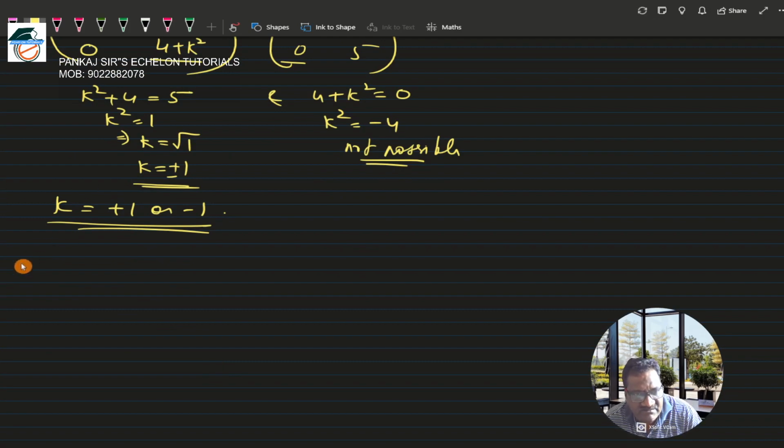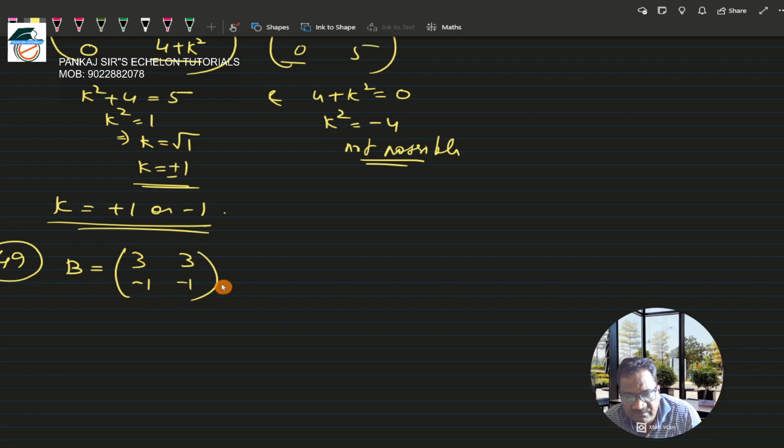So let us come to question number 49. Now question number 49 says that a matrix B is given to you as 3 3 first row, minus 1 second row. Sub question A is find K if B square is equal to KB. Okay, so this is the condition. We have to apply this condition to find out K.